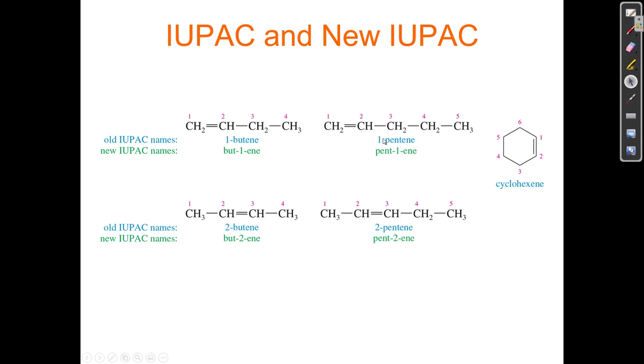And here, 1-pentene. Pent refers to 1, 2, 3, 4, 5 carbons. Ene refers to the fact that there's a double bond somewhere. And 1 tells me that the double bond is between carbons 1 and 2. So pent-1-ene is the new name. But-2-ene, to show us that the ene, the double bond, is at carbon 2, starts at carbon 2. Or here, pent-2-ene, the double bond starts at carbon 2, and there's 5 carbons.